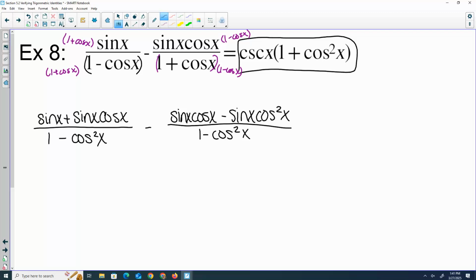Since the denominators are the same, we can put them together. We have to distribute the negative. So my denominator stays. So on top we have a sine x plus sine x cosine x and minus sine x cosine x cancel. Sine x cosine squared x.